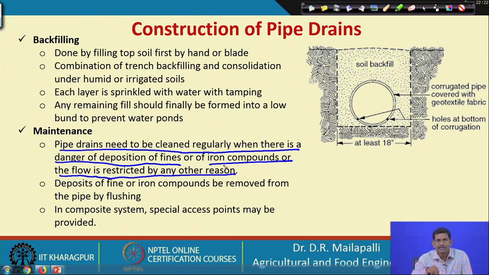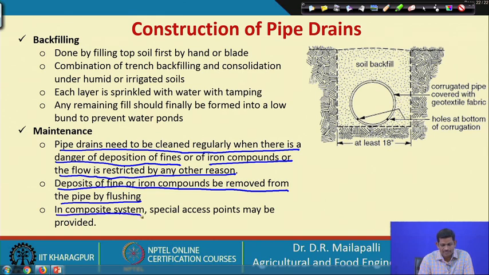So, you will be kind of a watchdog, always looking at the drain outflow and seeing whether the flow is really taking place or not. If the flow is not taking place and there is a problem inside the drainage system, then that needs to be maintained or cleaned out, any dirt material or anything. The deposits of finer iron compounds can be removed from the pipe by flushing. Flushing is the method. By using that, we will be removing the finer particles and iron deposition.